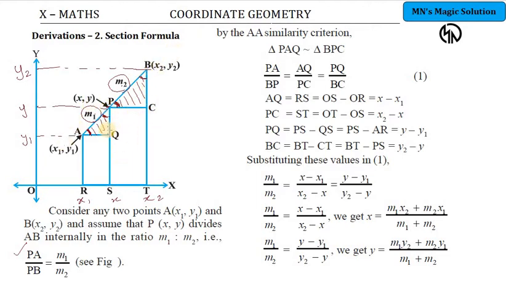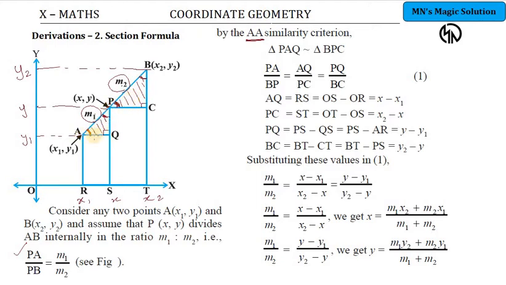Now this one is 90 degrees. So all three angles are equal. If any two angles are equal, then the third angle of the two triangles will also be equal. So we call this AA similarity. When two angles are equal, then the two triangles are said to be similar by AA similarity. So since they are similar, the sides will be proportional.